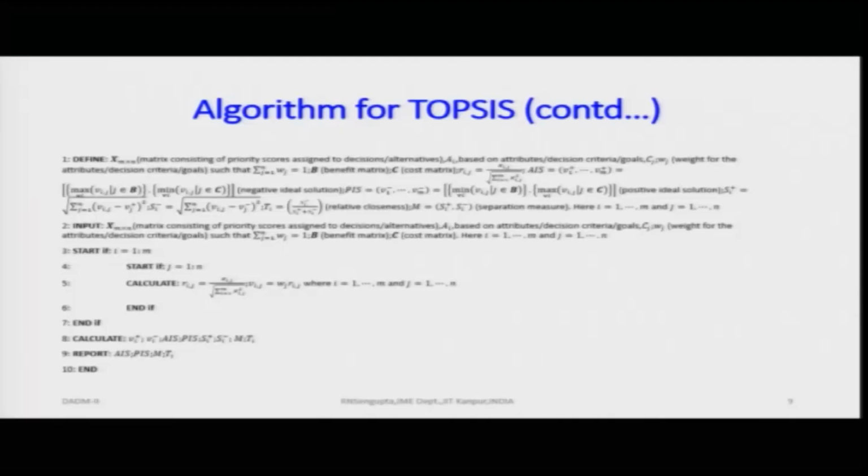So, if I am considering m cross n, it means the rows correspond to the alternatives and the columns correspond to the values of the criteria. We will consider an m cross n and continue with the analysis, and it can be changed accordingly and we can solve the problems, there is no problem in that. So, the matrix consists of priority scores assigned to the decision alternatives Ai, based on the attributes, decision criteria, and goals.